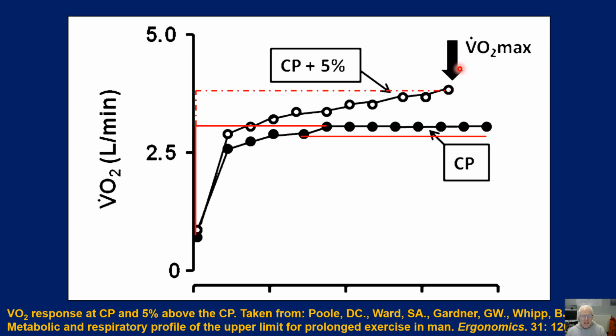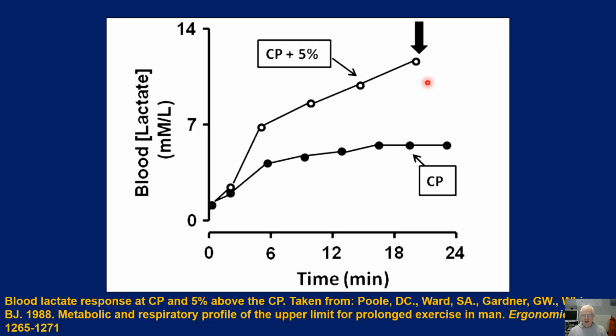And so you can just see those kinds of responses here. The red lines are identifying for us, this is our slow component, this is our deficit. There's a slow component, but it's just getting bigger and bigger and bigger here, and this is our deficit here. And you can see the same for the blood lactate responses.